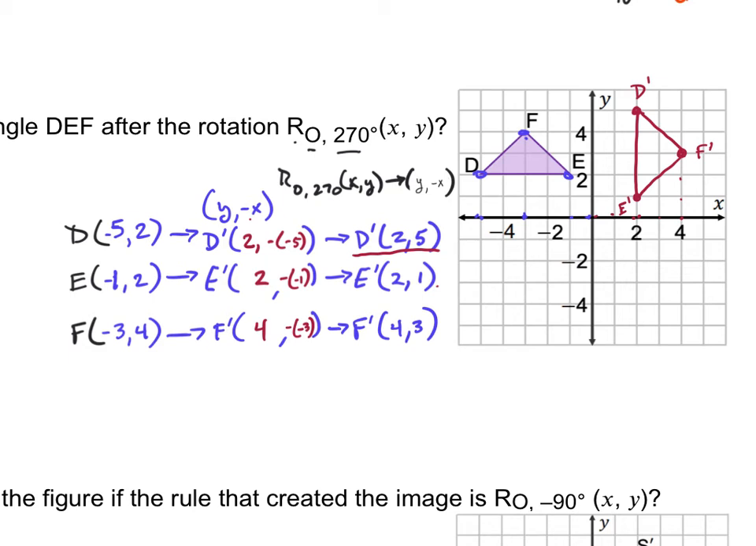So we went 90 degrees, 180 degrees, 270 degrees, or we went minus 90 degrees. So there you go, that's rotating about the origin 270 degrees.